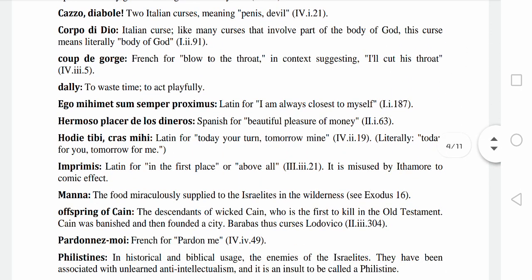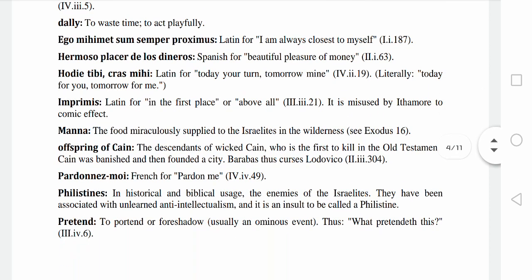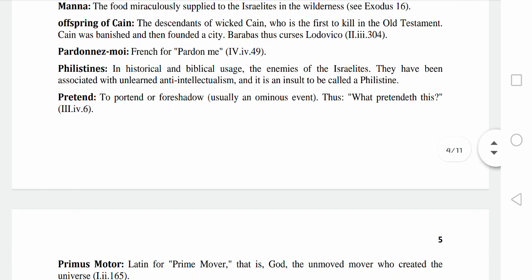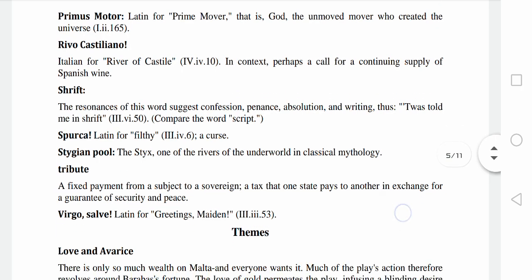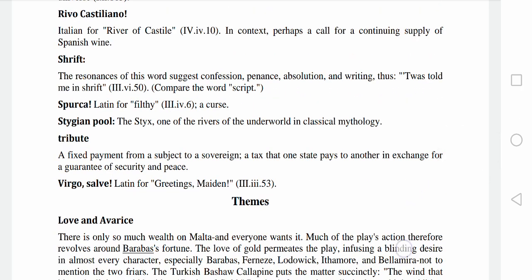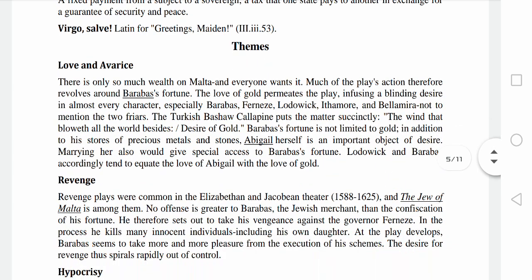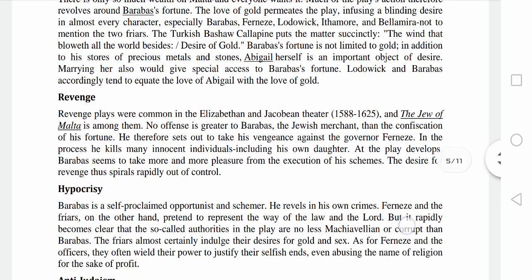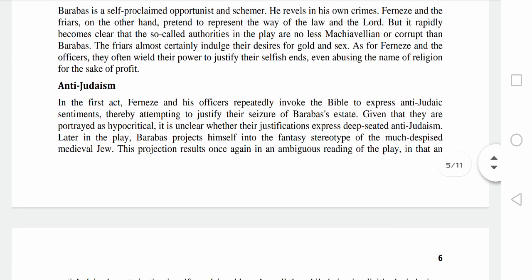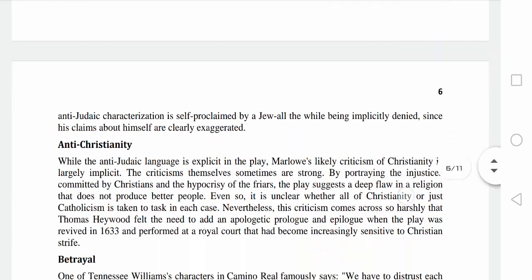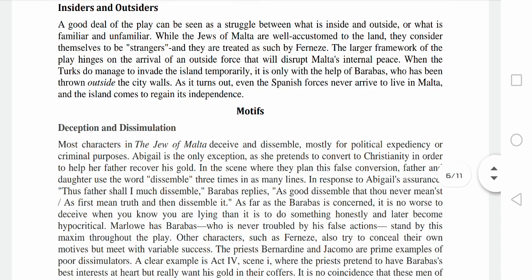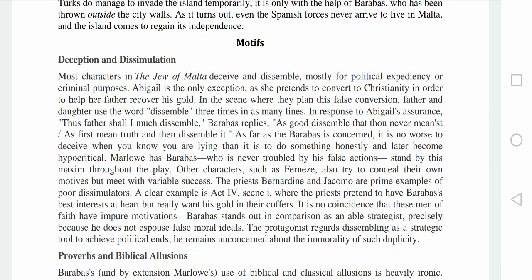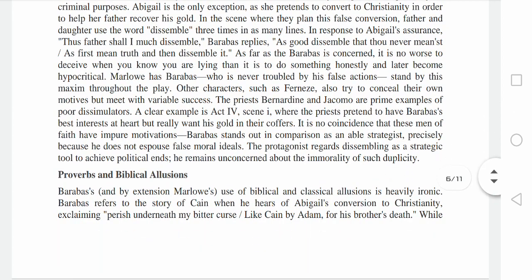So some of the lexical items need to be understood here to get a clearer picture of the drama. And talking about the themes, that includes love and avarice, revenge, hypocrisy, anti-Judaism, anti-Christianity, betrayal, insiders and outsiders. Talking about the motives, deception and dissimulation, you can feel how this was used.